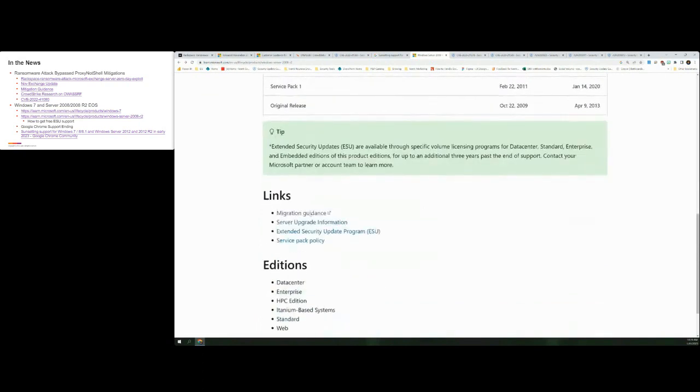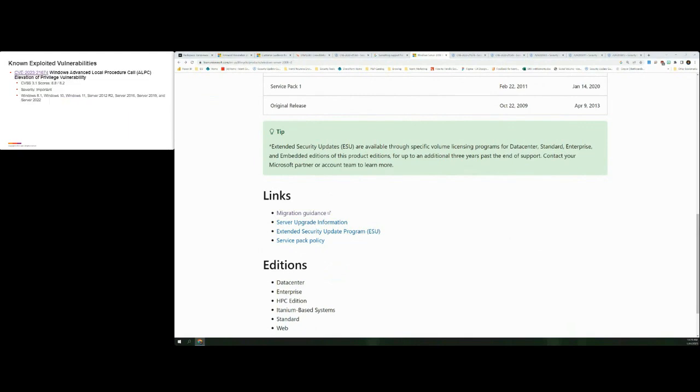There's also some migration guidance and other links in each of these. The Windows 7 and Server 2008 R2 links each have some additional links down there for more information, so you can check those out. Those links are all provided in the presentation today. Server 2012 and 2012 R2 end of support is coming up in October 2023, so just keep that in mind.